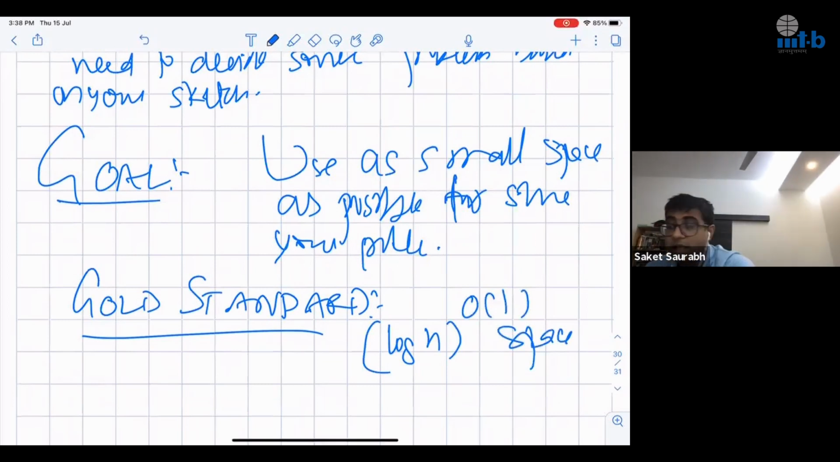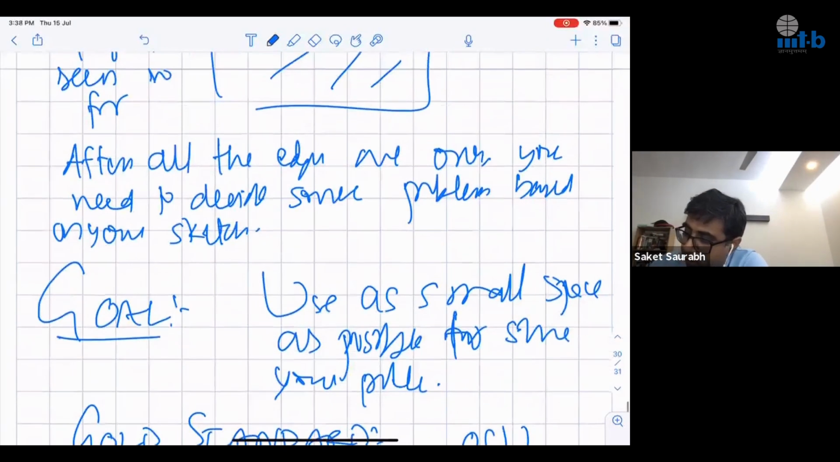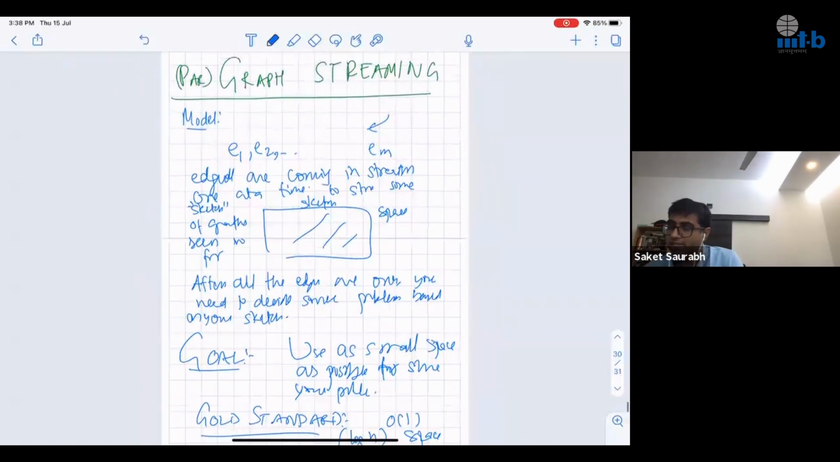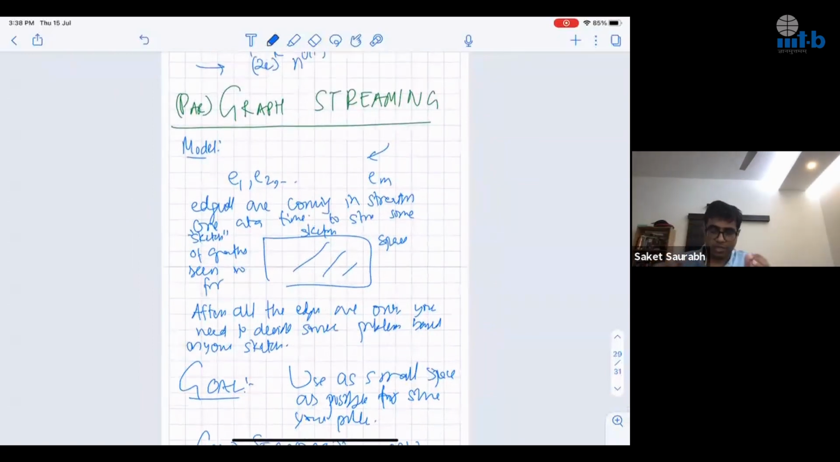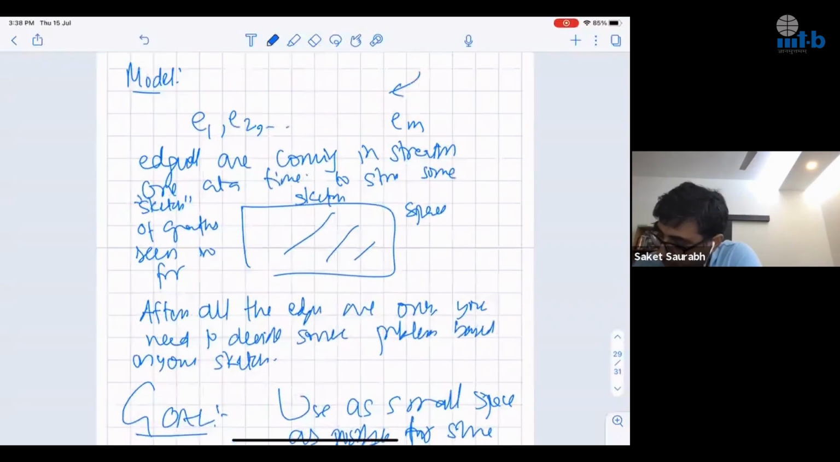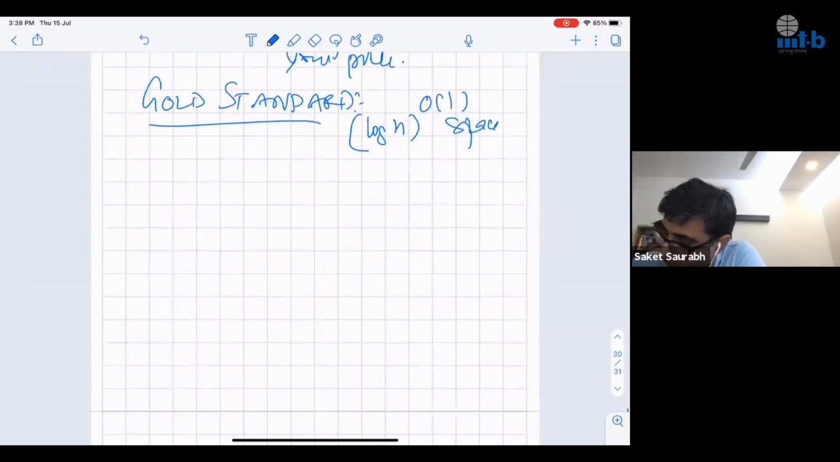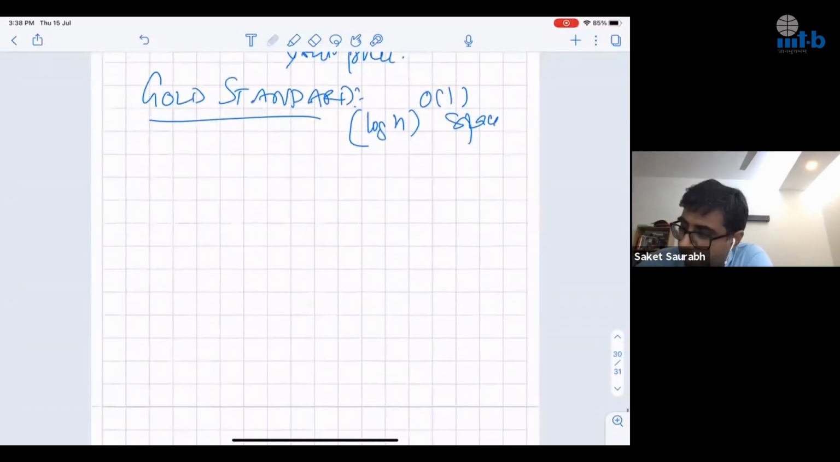Look, I'm not talking about solving anything yet. So edges are coming. Based on that, you'd like to store something so that at the end, I will ask you questions for whichever problem you're solving with this sketch. At the end, when the stream ends, you need to be able to answer questions or queries about the whole graph, looking at just your sketch. So, okay, this is the gold standard.